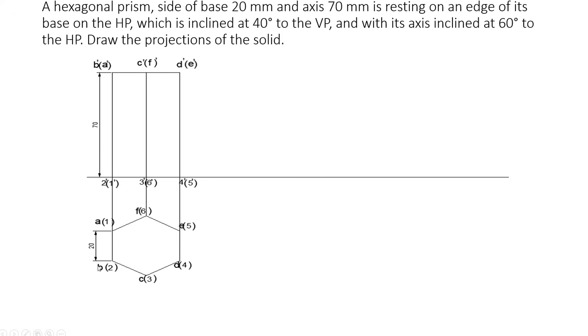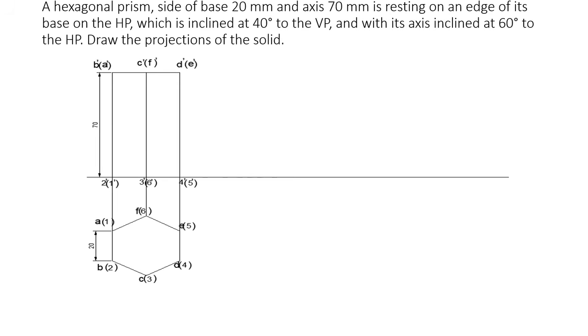When you see from here in the front view, you have B and then A, so the points will be B dash and A dash. Similarly here C dash and F dash, and D dash and E dash. These top points are the ones coming outside brackets, so those are top face points. For the base points, you consider the points inside brackets: 2 dash and 1 dash, then 3 dash and 6 dash, and 4 dash and 5 dash.